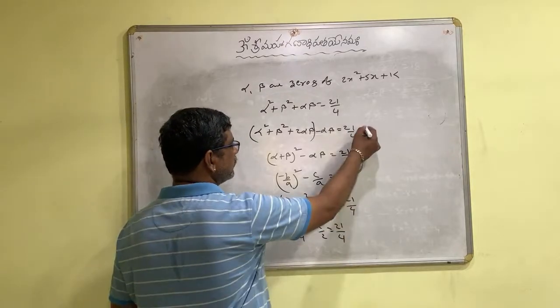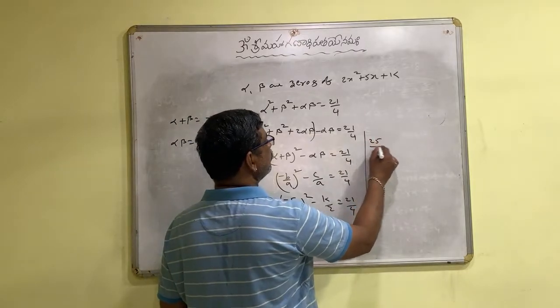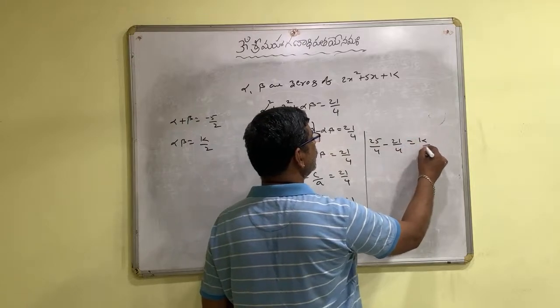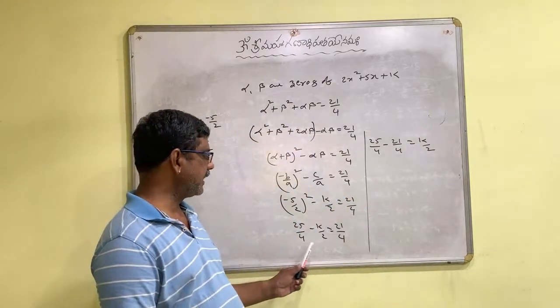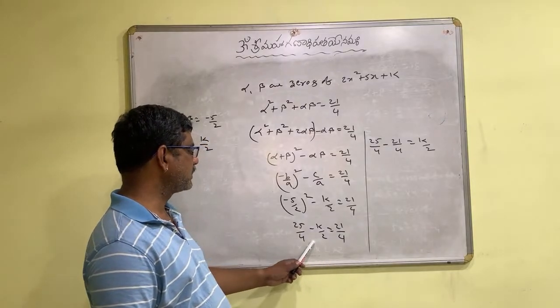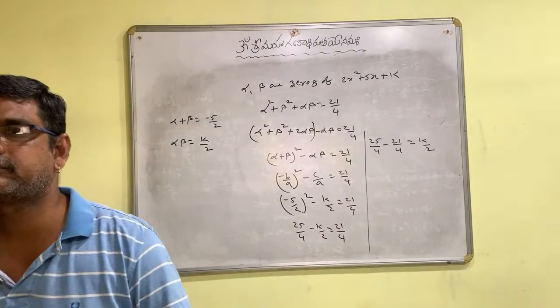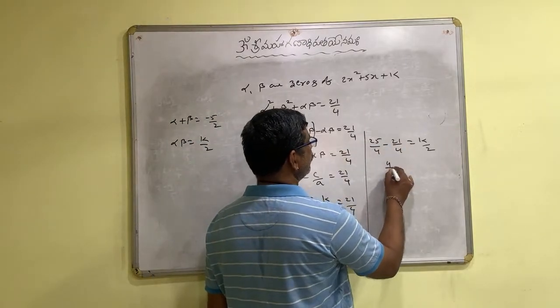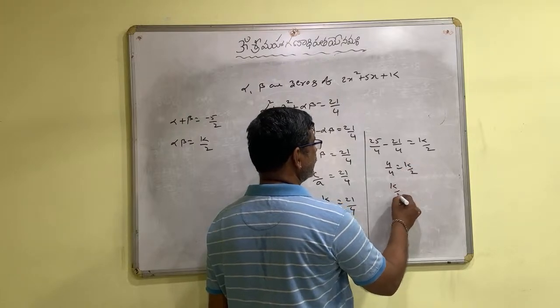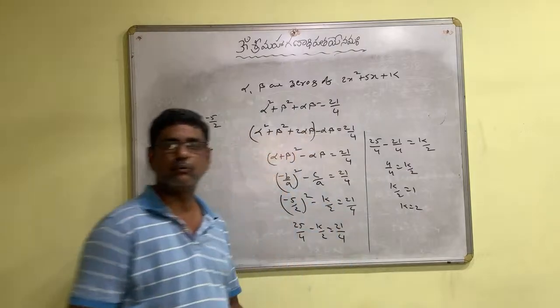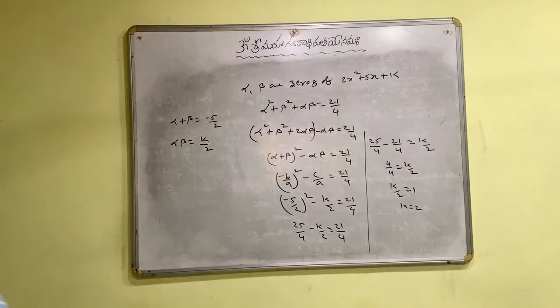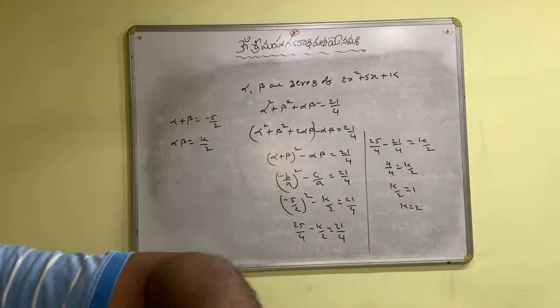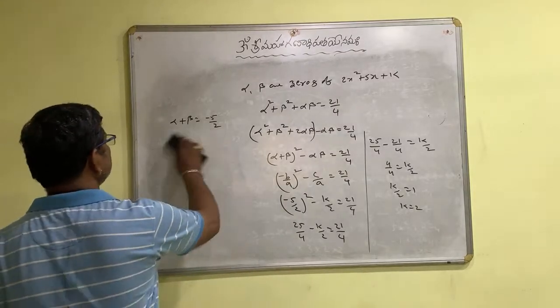Now further simplification: 25 by 4 minus 21 by 4 is equal to k by 2. Just interchanging the values: 21 by 4 bring it to this side and k by 2 send that one to that side. Now 25 by 4 minus 21 by 4 is 4 by 4, which is 1. So k by 2 is 1, k is equal to 2. Okay? A very good problem.